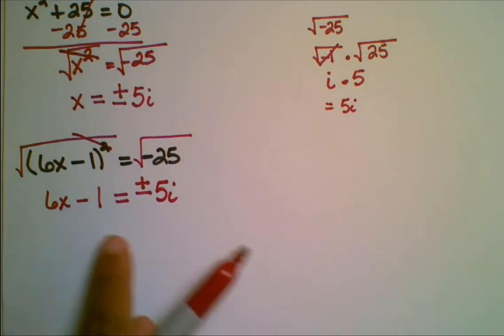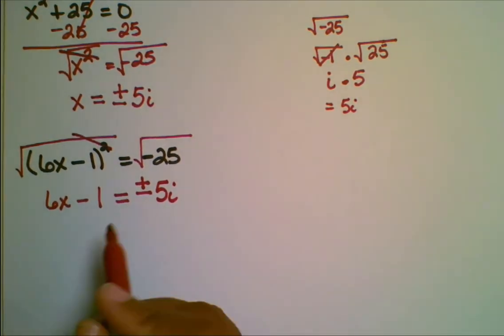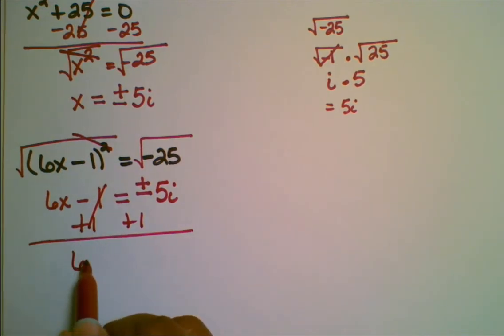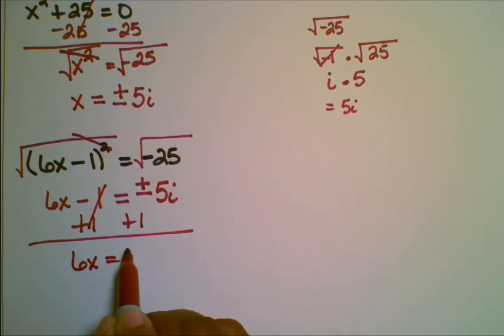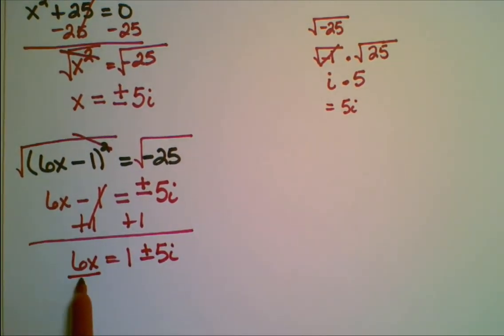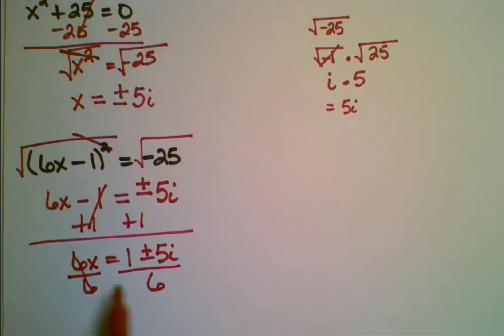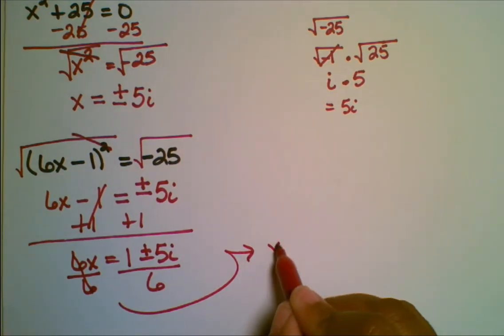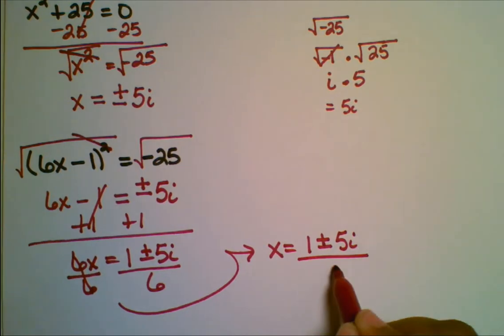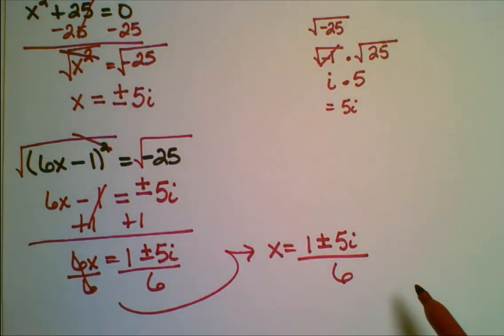Okay, let's solve for x here. So add 1 to both sides. We have 6x is equal to 1 plus or minus 5i. Then we're going to divide by 6. And then we have x is equal to 1 plus or minus 5i over 6. And that is all we can do. There is no reducing. We are finished with that, so we are done.